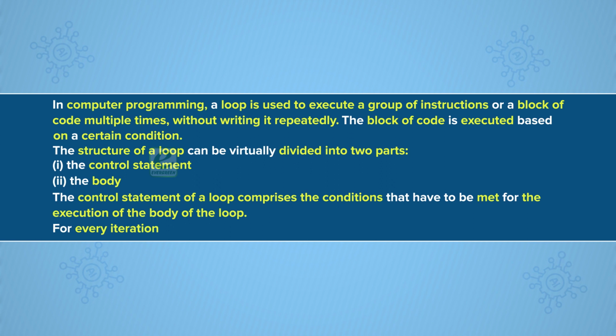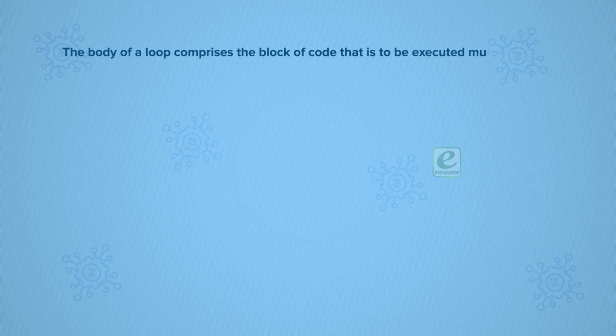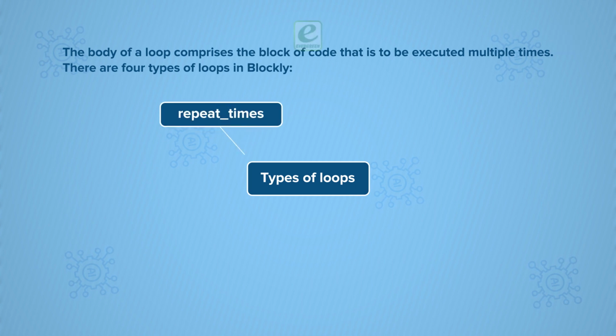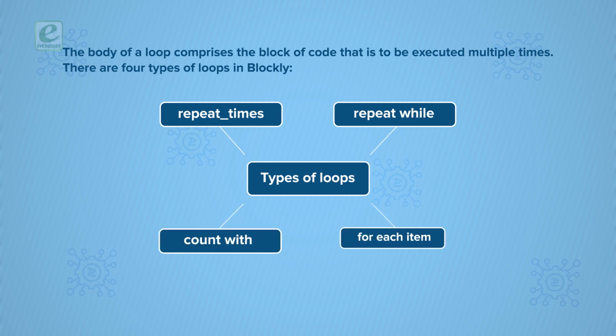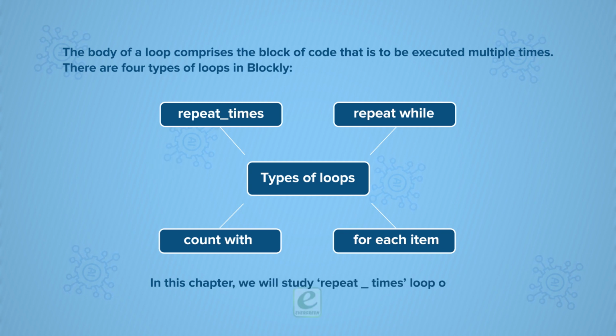For every iteration of the loop, the conditions in the control statement have to be true. The body of a loop comprises the block of code that is to be executed multiple times. There are 4 types of loops in Blockly: repeat times, repeat while, count with, for each item. In this chapter, we will study the repeat times loop only.